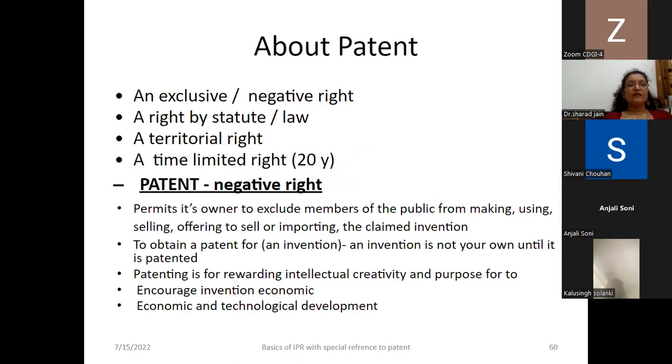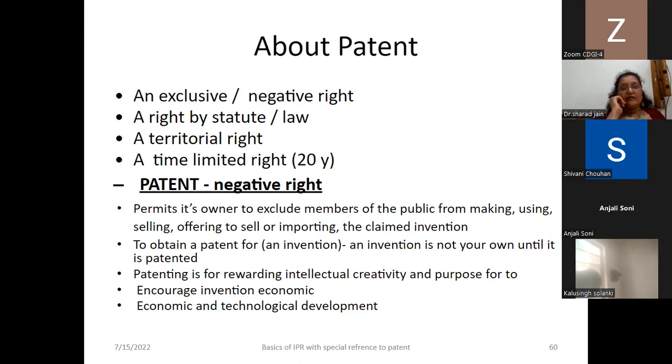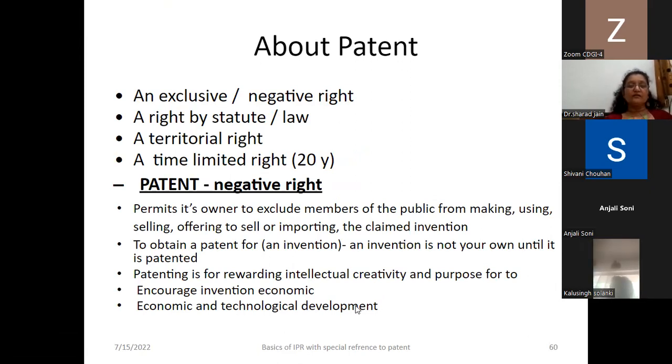So if you look at patents, it is an exclusive grant of a right, and it comes under the law. It is a territorial right, a time-limited right, 20 years. We call it a negative right because it gives permission only to the owner, who exclusively can make, use, sell or import the claimed invention. An invention is not your own until it is patented. Patenting is for rewarding intellectual creativity and encouraging invention, and economic and technological development. It is related to the economy, to generate money for society.